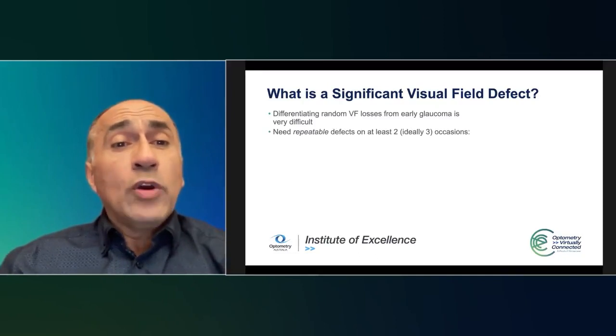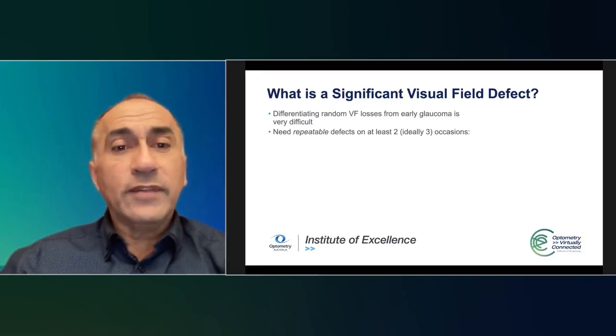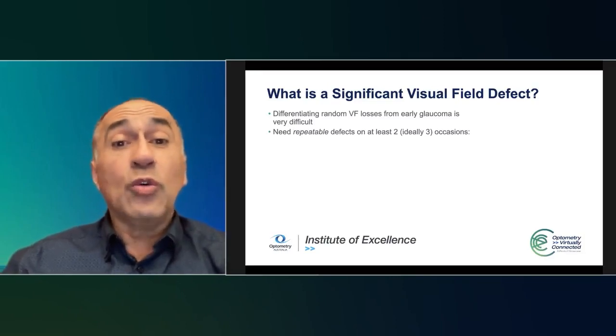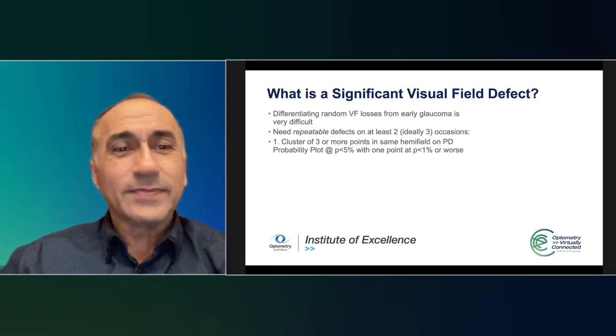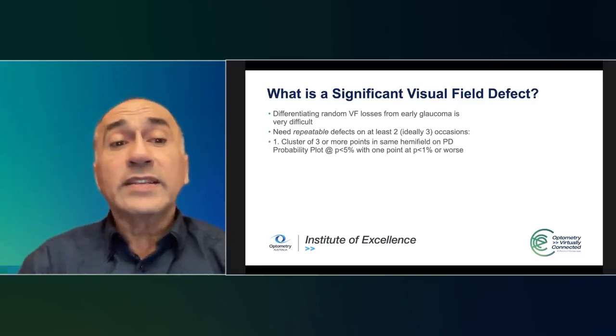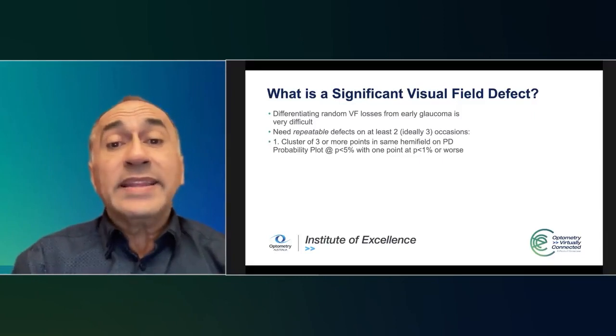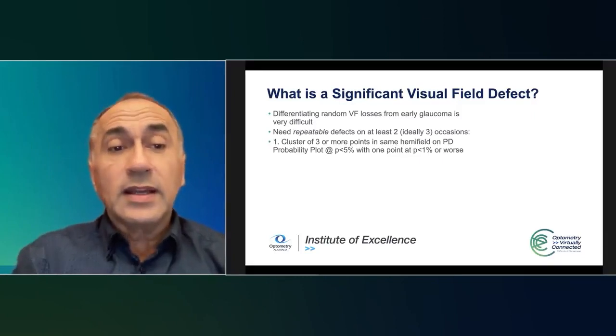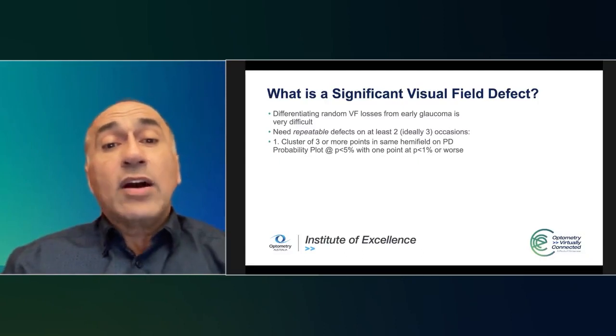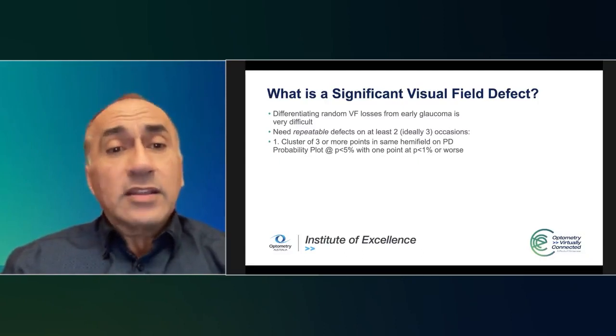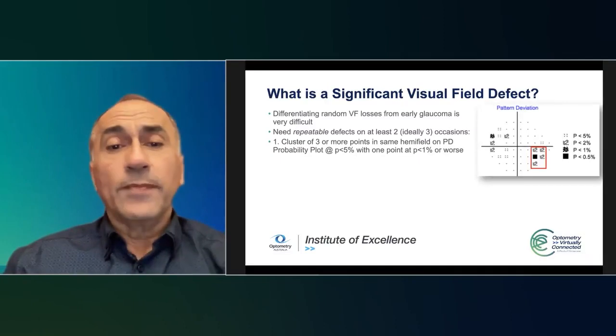So the way we work out what's random and what's not is by doing repeatable tests. And if the defect is repeatable 2 or ideally 3 times in the same location, you're pretty certain that that's a true defect rather than just the patient having a bad day. So what are significant defects? If you have a cluster of 3 or more points in the same hemifield that is at a higher probability, then that's likely to be significant if it's repeatable.